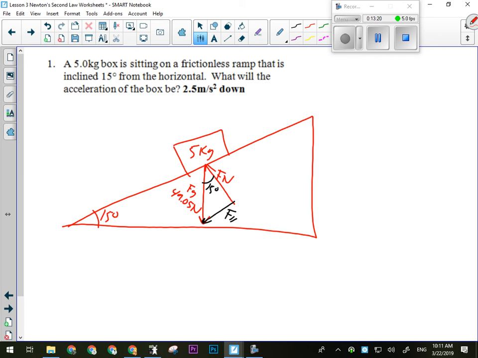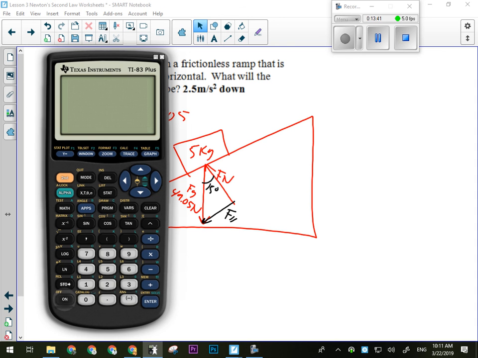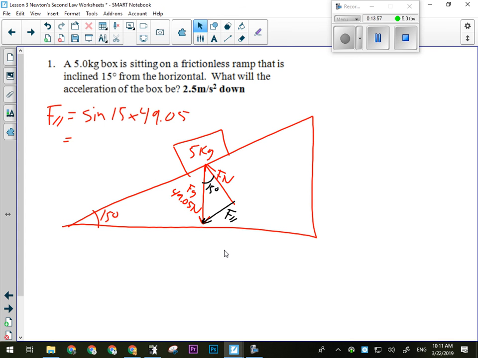And then I can calculate F parallel because I have the hypotenuse of this triangle. Gravity is always the hypotenuse of this triangle, and I have the angle. So if I'm going to find F parallel, I'm going to have to go sine of 15 degrees, because F parallel is the opposite side, times the hypotenuse, 49.05. So 12.695 newtons is my F parallel.